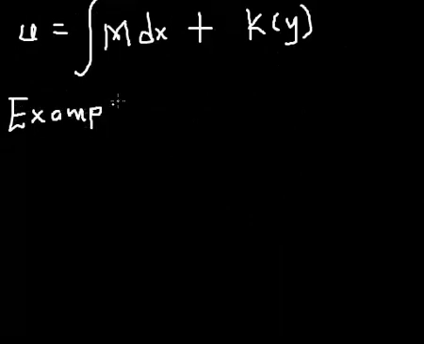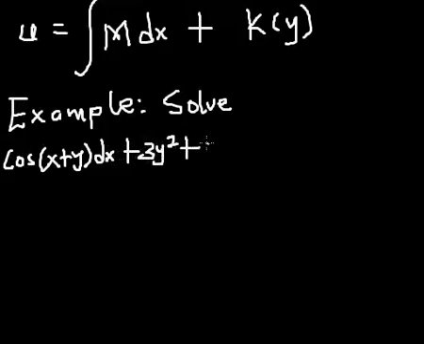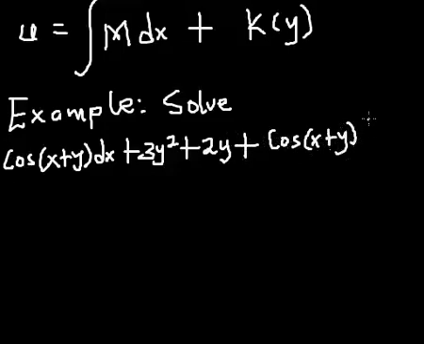Example. The question is: solve (cos x + y) dx + (3y² + 2y + cos x + y) dy equal to 0.